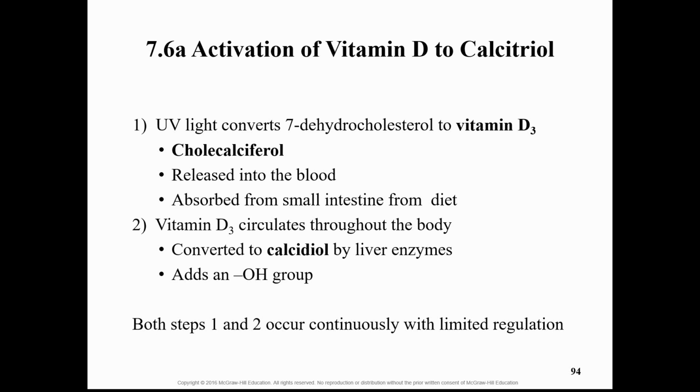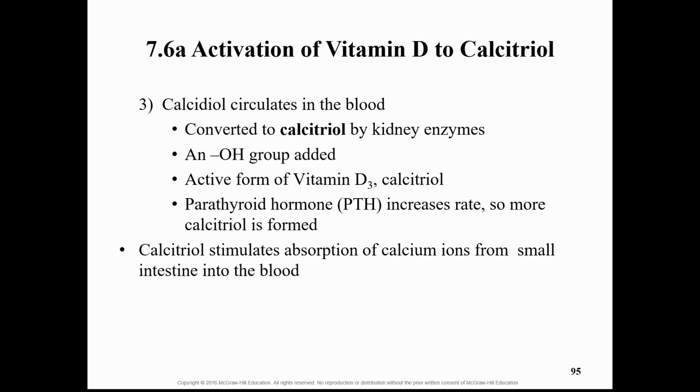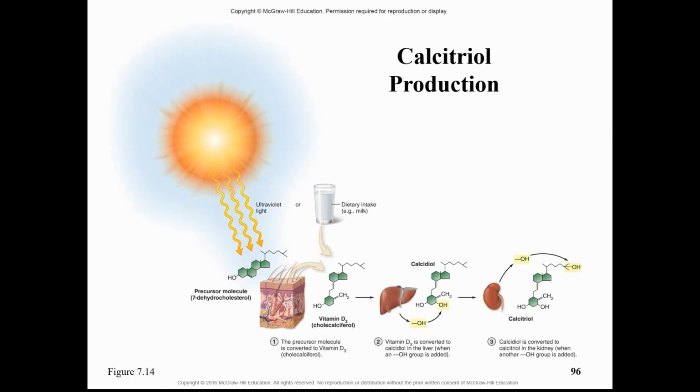The cholecalciferol in the skin is going to be released into the blood, travel to the liver where it's converted to calcidiol, and then calcidiol is going to be converted in the kidneys to calcitriol, which is the active form of vitamin D3. Cholecalciferol in the skin, calcidiol in the liver, and then calcitriol from the kidney.